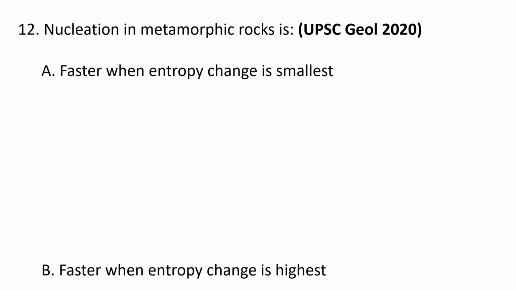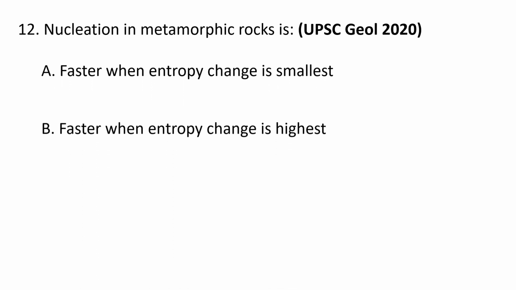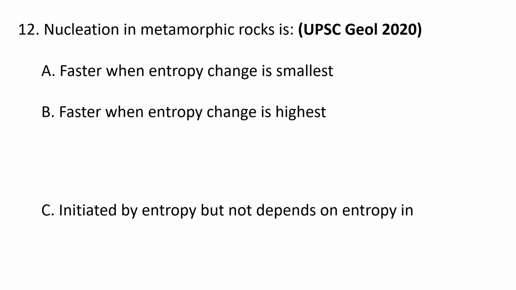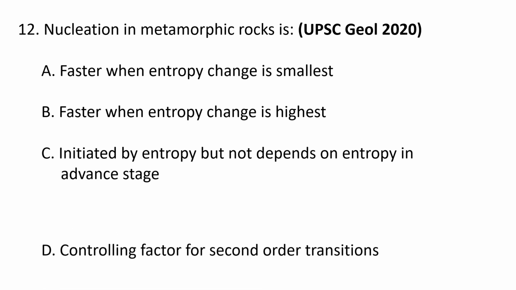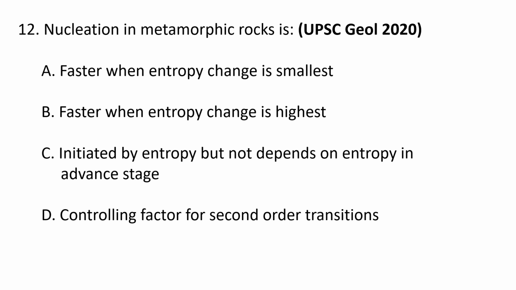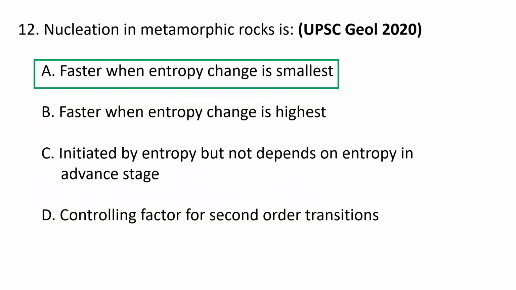Coming to the 12th question, nucleation in metamorphic rocks is. Choices are A. Faster when entropy change is smallest, B. Faster when entropy change is highest, C. Initiated by entropy but not dependent on entropy in the advanced stage, and D. Controlling factor for second order transitions. The correct answer is A. Faster when entropy change is small. Entropy means the order of disturbance. So here in nucleation in metamorphic rocks, it will be faster when the order of disturbance change is small.